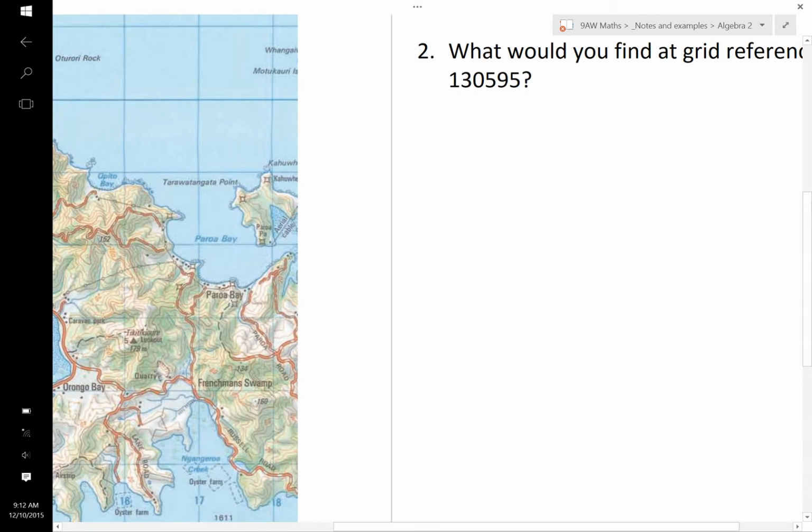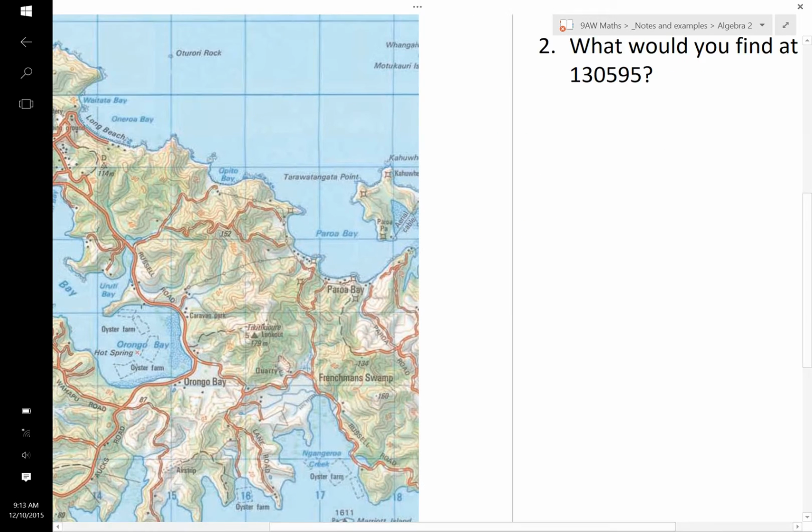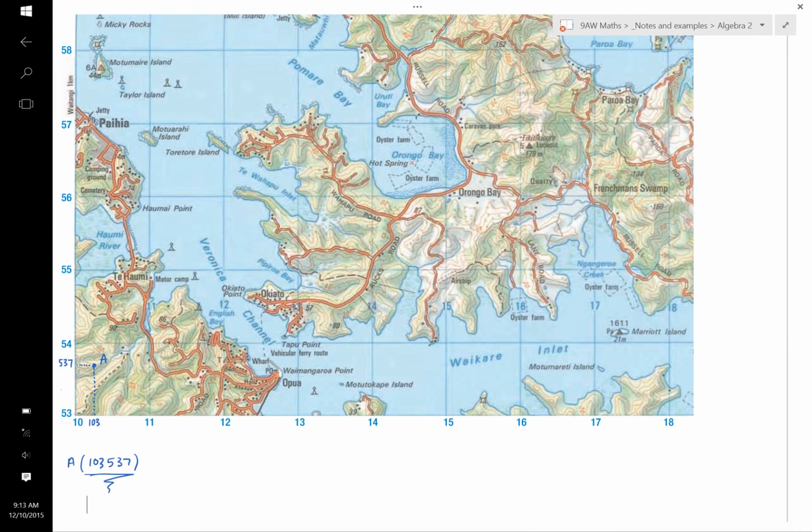This first question is asking, give an approximate grid reference for Motumariti Island. So Motumariti Island is down here, and that's the island right there. We need to give ourselves coordinates, so we'll track down there. That looks like it's about maybe 1 or 2/10 along the way, so we'd write 172 for that.